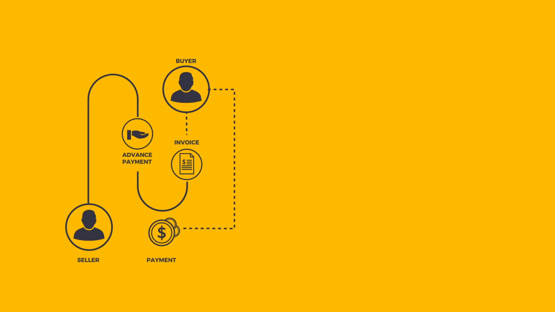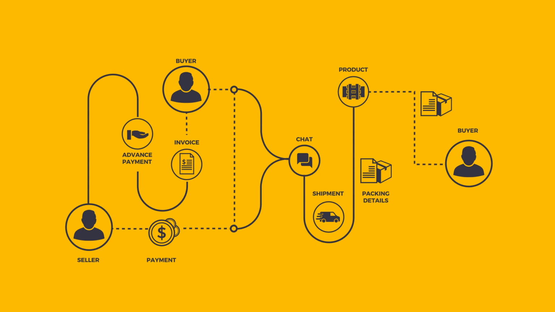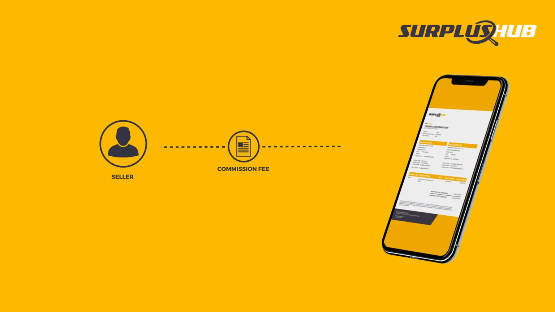Many sellers choose to demand cash in advance. If you choose to do so, you can now do that using your company's chosen invoice system. Using the chat dialog, you and the buyer can agree on transport and logistics arrangements. You as a seller should inform the buyer when the item is packed and ready for shipping. SurplusHub's commission fee will be invoiced to you directly from SurplusHub International.